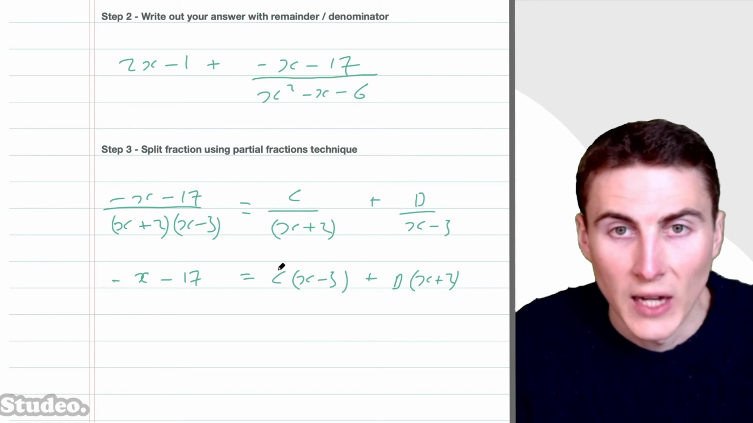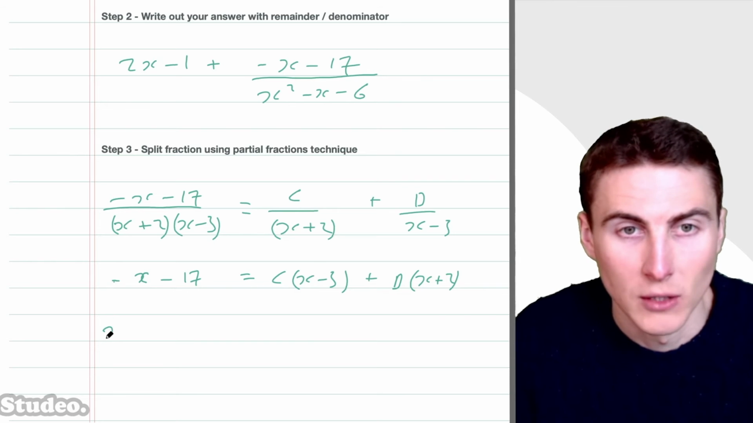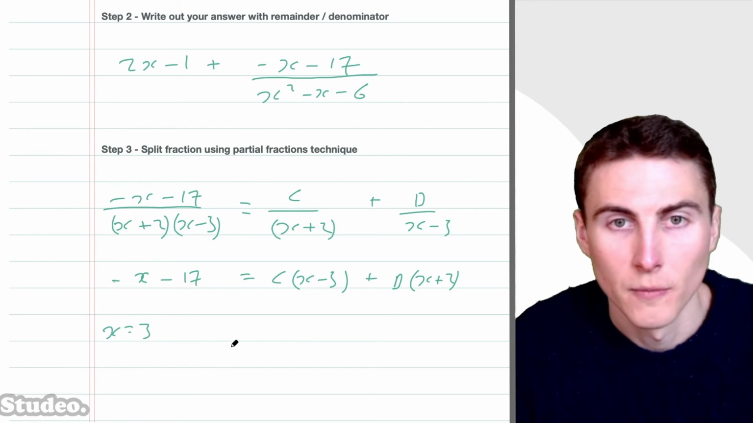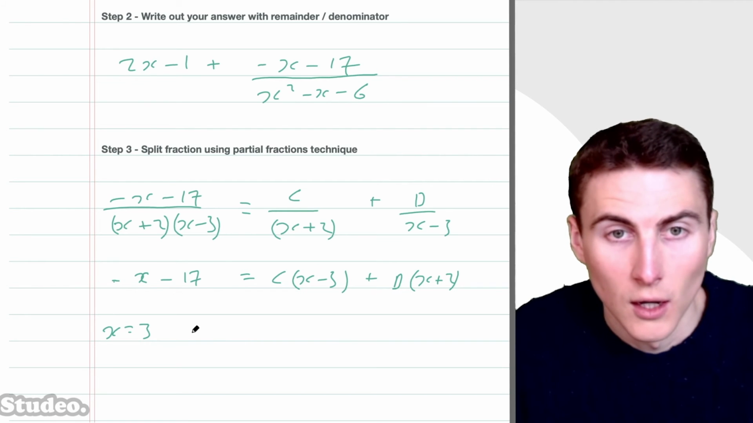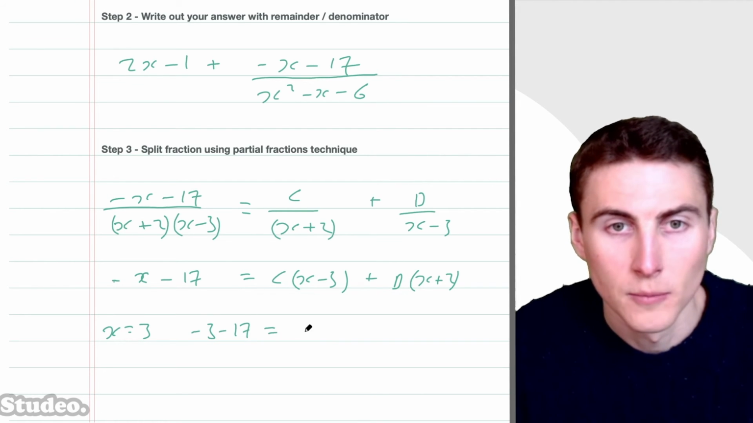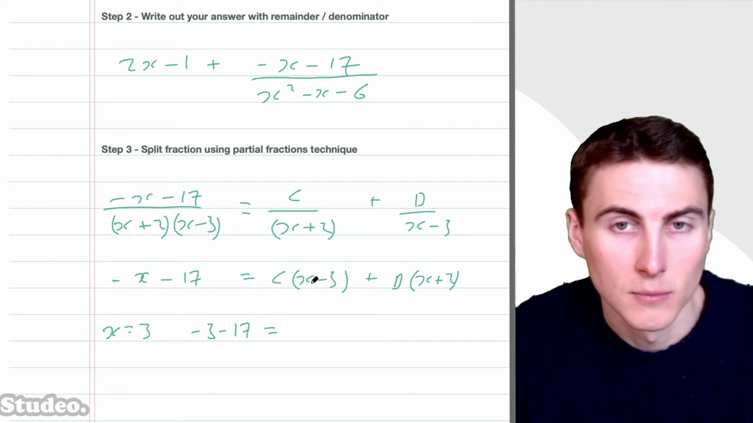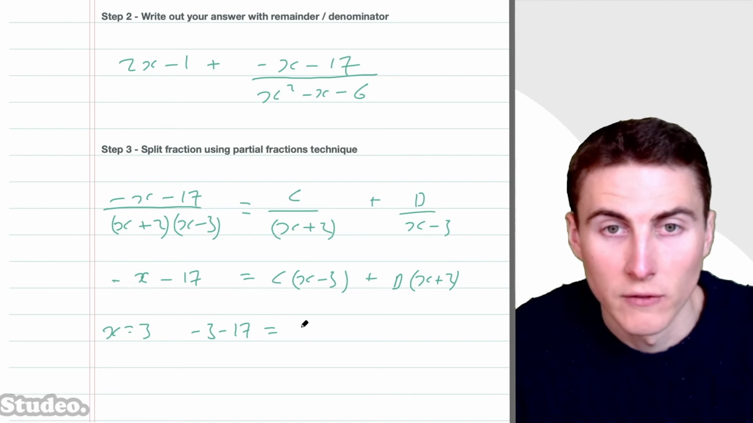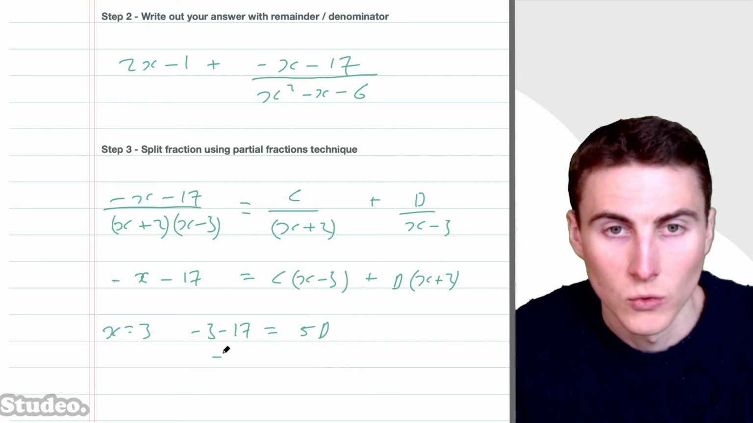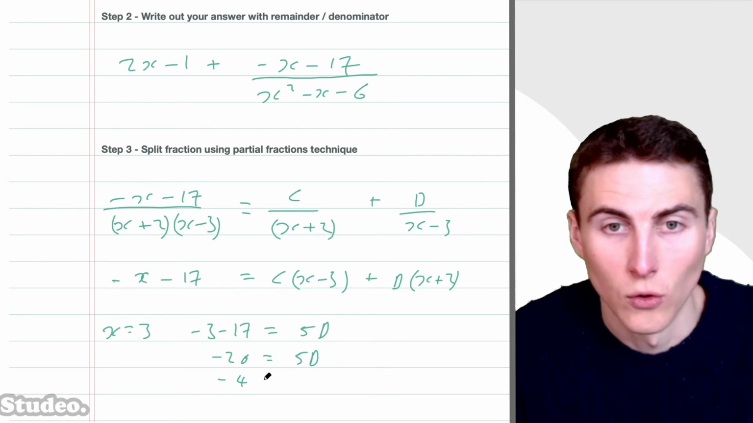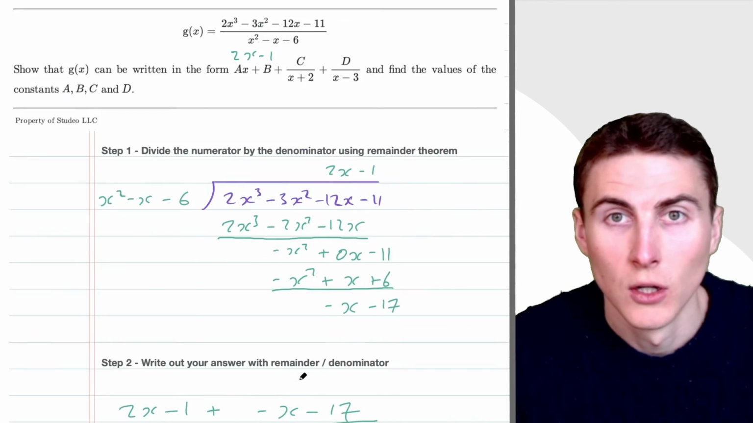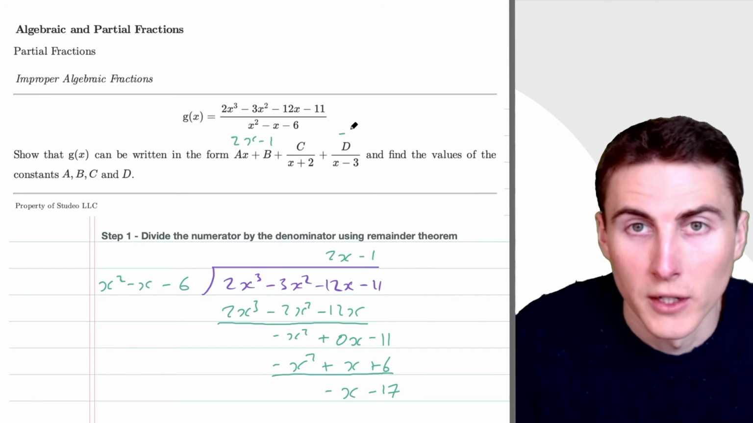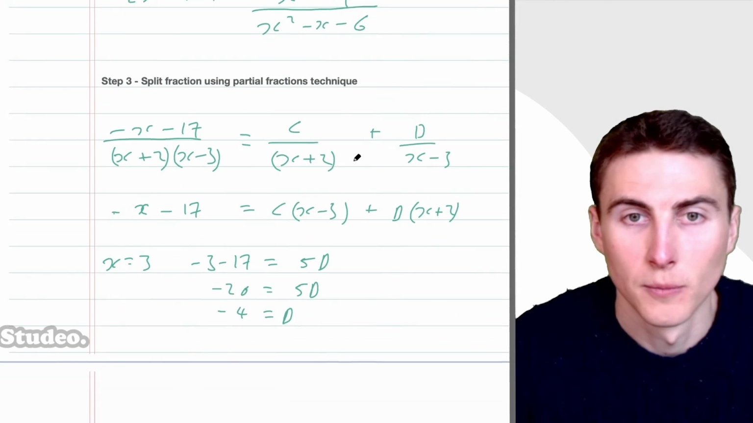So perhaps to cancel out this term, I'll let x equal 3 first. And so on the left, if x is 3, I have minus 3 take away 17. And on the right, this will cancel out. But 3 plus 2 is 5, so I'm going to get 5d. So I have minus 20 equals 5d, which really just means that minus 4 equals d. So we've now found out what d is as well. So if I scroll back up, I could put minus 4 here. We know that d is going to be minus 4.